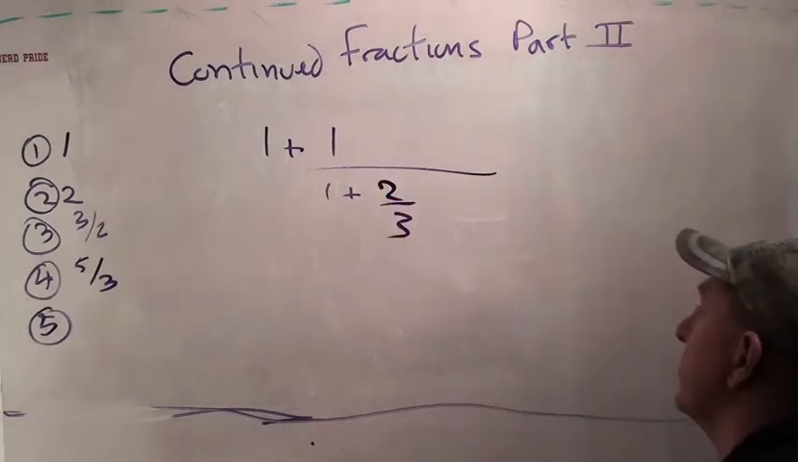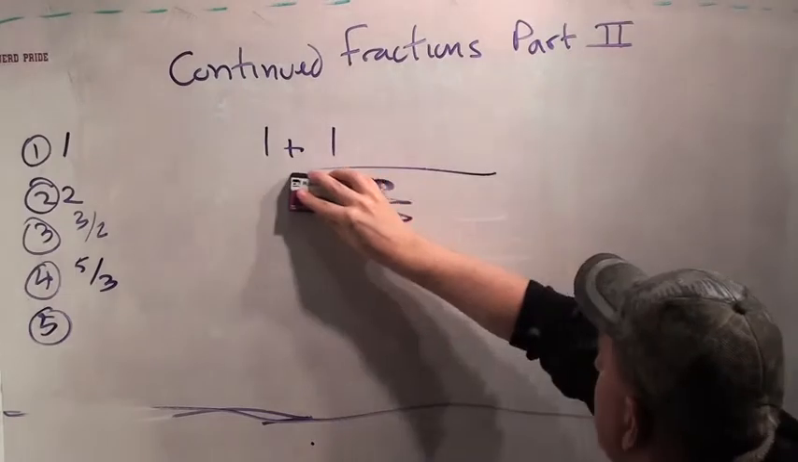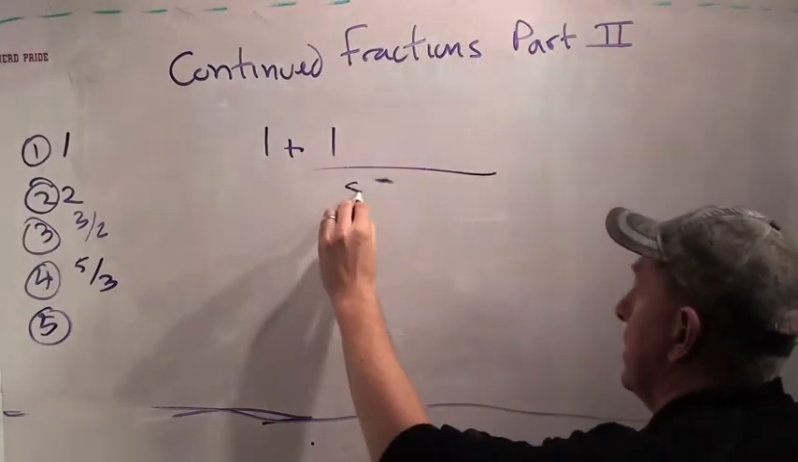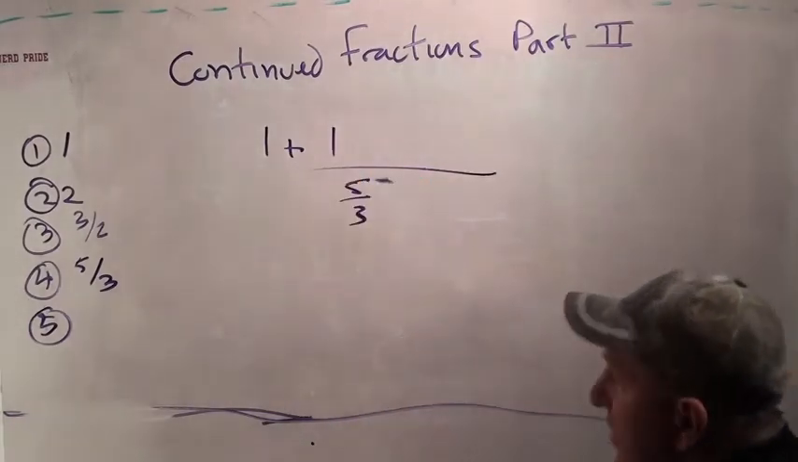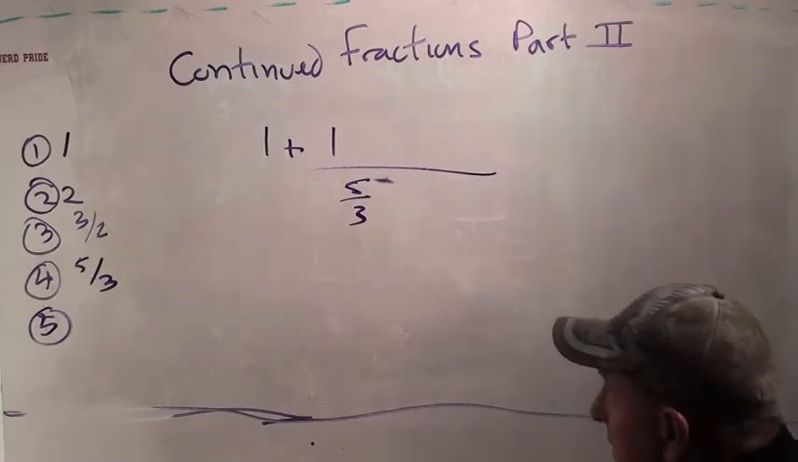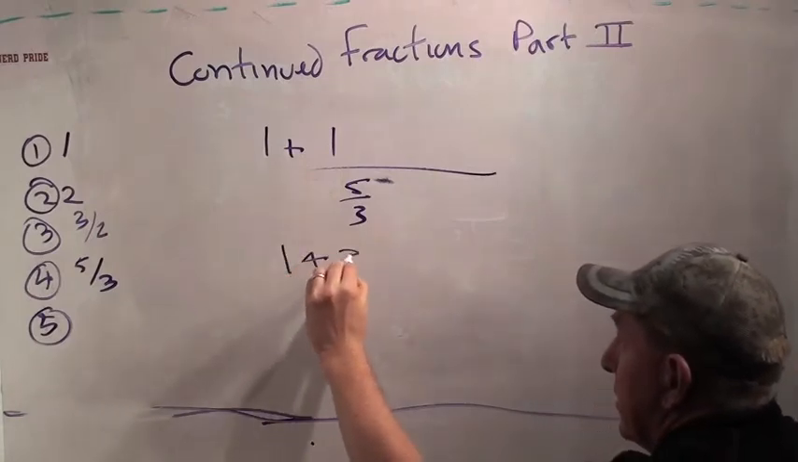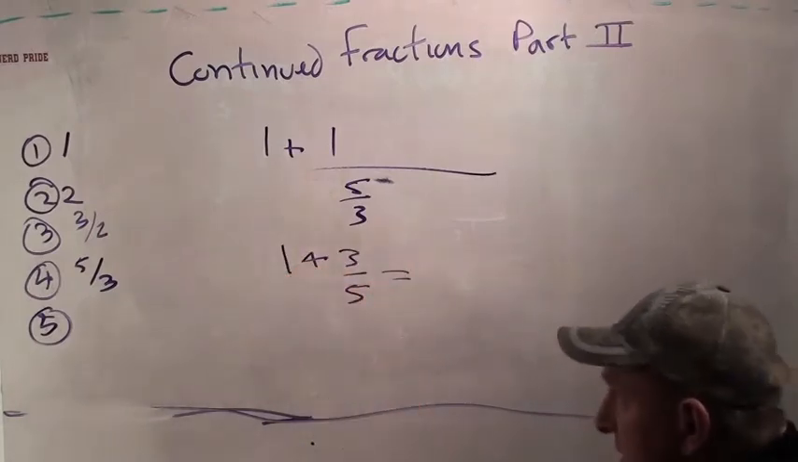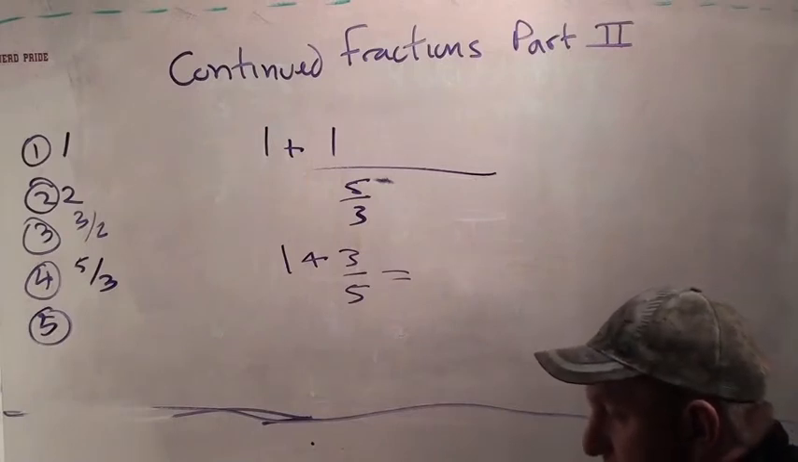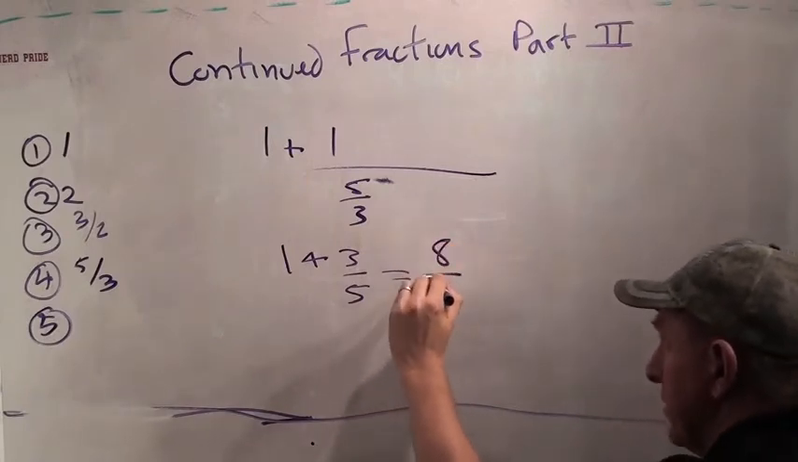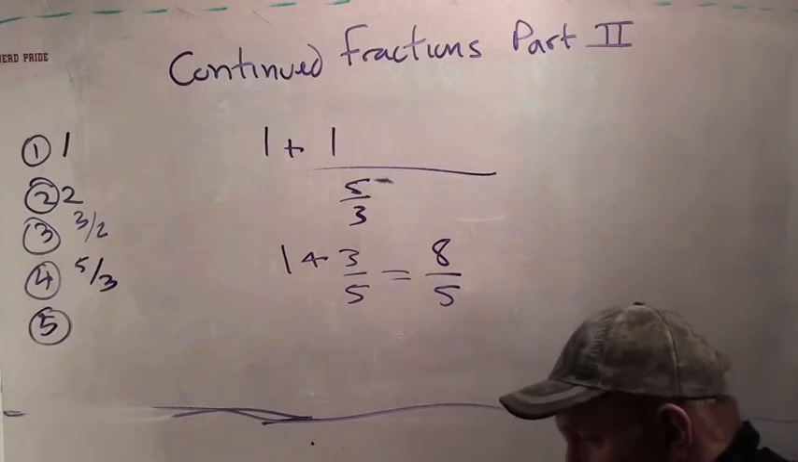What is 1 plus 2 thirds? 5 thirds. So this is 5 thirds on the bottom. And what is 1 over 5 thirds? That's 1 plus 3 fifths. 1 plus 3 fifths, which is just? So it's just 8 fifths. 8 fifths, very good. Wow, you're starting to understand fractions pretty well.